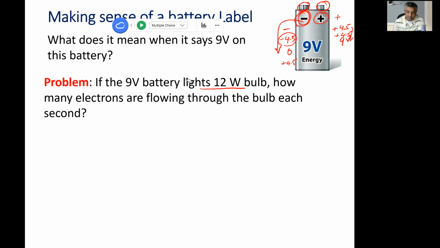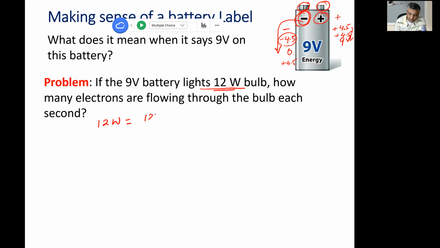So how do we do it? Once we learn about Ohm's law, it gets even easier. But since we haven't done Ohm's law, we need to think in terms of power, energy and potential. So when we say 12 watt, what does it mean? Watt means joule per second. Remember we learned in physics 1, power is the rate of flow of energy, the rate of change of energy. Here, what energy is changing? Electric energy. So this is the rate of change of electric energy.